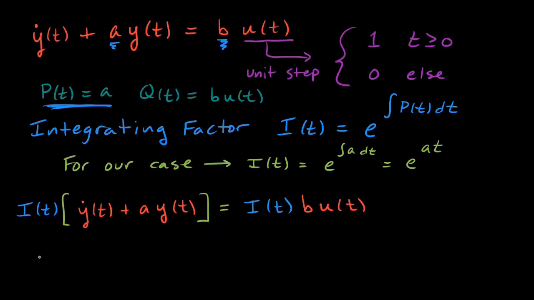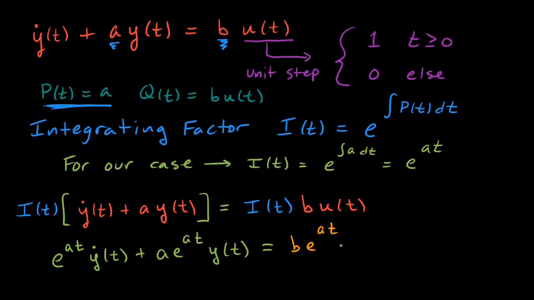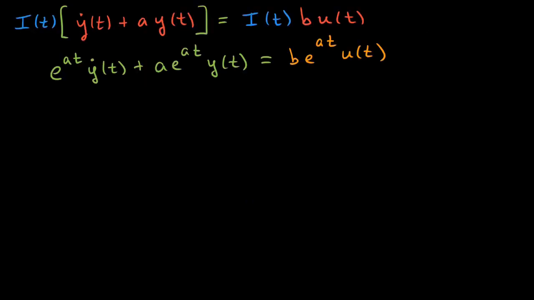So I'm going to have e to the at y dot of t plus a e to the at y of t, and that's going to equal, and I'll just use a different color for the other side, that's going to equal b e to the at u of t. All right, so that seems maybe a little bit more complicated, but it'll be interesting what we can do with it. Okay, so I want to point out something interesting about the left-hand side here.